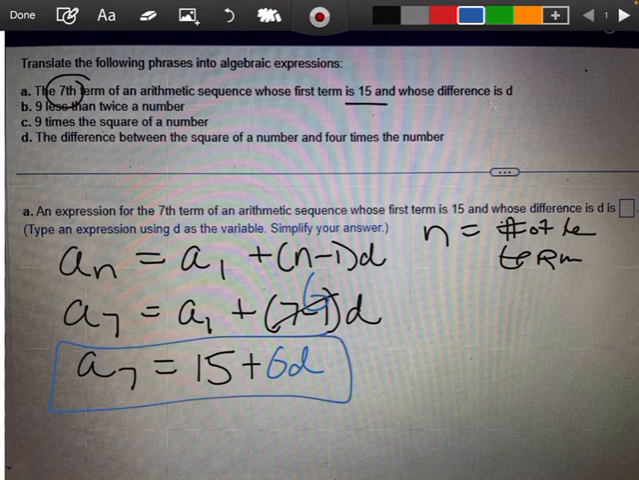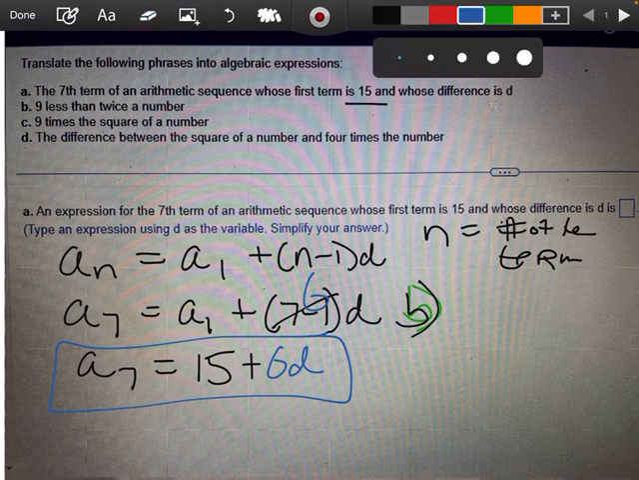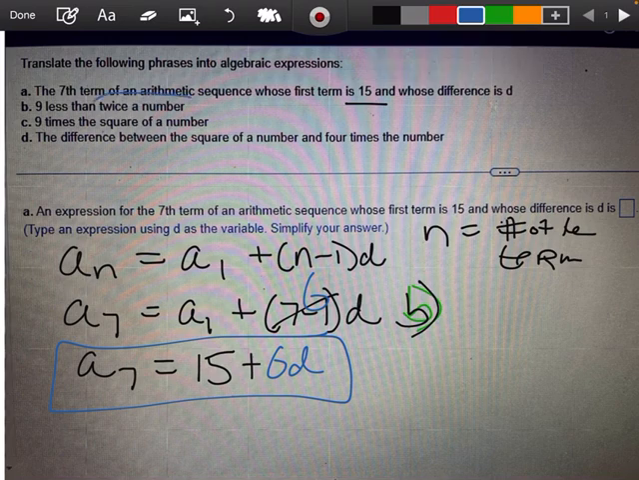Now, let's do part B. Part B, let me write it in black, so it's easier to see. Part B says 9 less than twice a number. Guys, I have to do twice a number first. So let's say 2n, and if it's 9 less than that, it's going to be 2n minus 9.